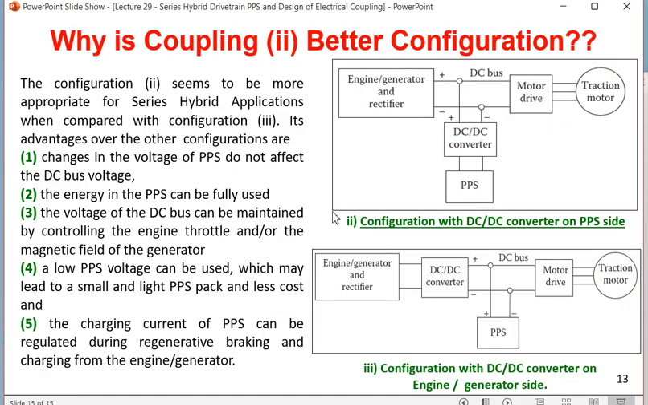So you have to write these 5 answers, and you have to explain why configuration 2, that is the DC to DC converter with the PPS, is a better configuration than the DC to DC converter connected with the engine, generator and rectifier. So prepare all these questions for this lecture. This is going to be a very big lecture. Every slide is very important, and prepare all these slides very properly in this lecture number 29.